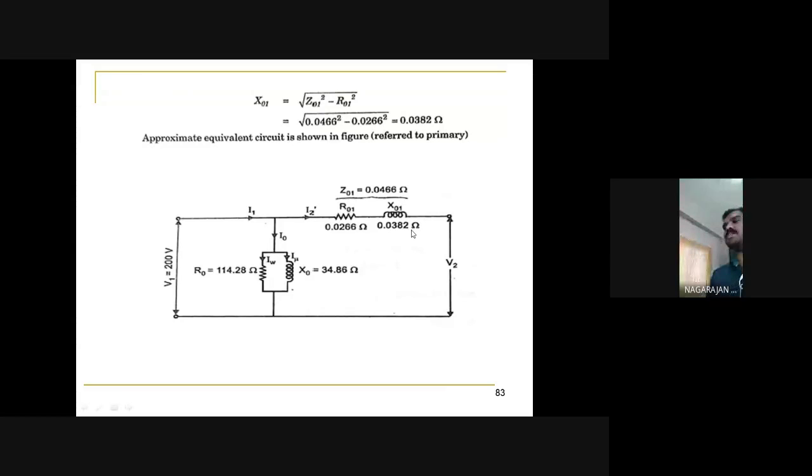This question may be asked in 12 marks or 16 marks directly, and from the lab experiment you have to do all this. They will tell you to find out the equivalent circuit parameters of a transformer, and they will tell you to draw the equivalent circuit using open circuit and short circuit test. So this is how you have to identify all these values, R01, X01. Do you have any doubt?